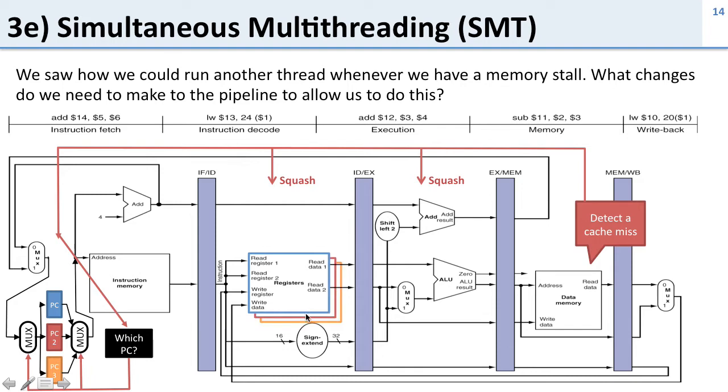We need a register for thread 1, register for thread 2, and thread 3. How are we going to choose which one to use? Well, this which-PC logic is going to have to put into the pipeline which our current thread is, and then that's going to choose the register file.